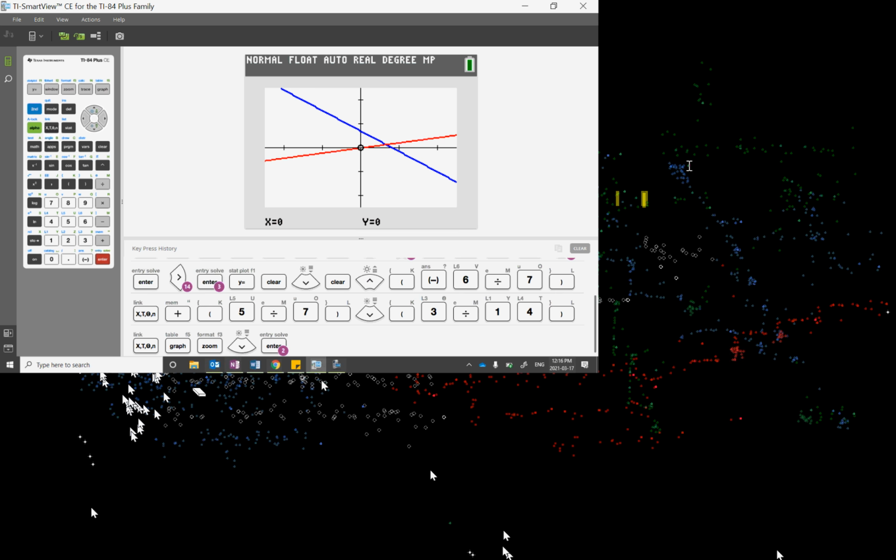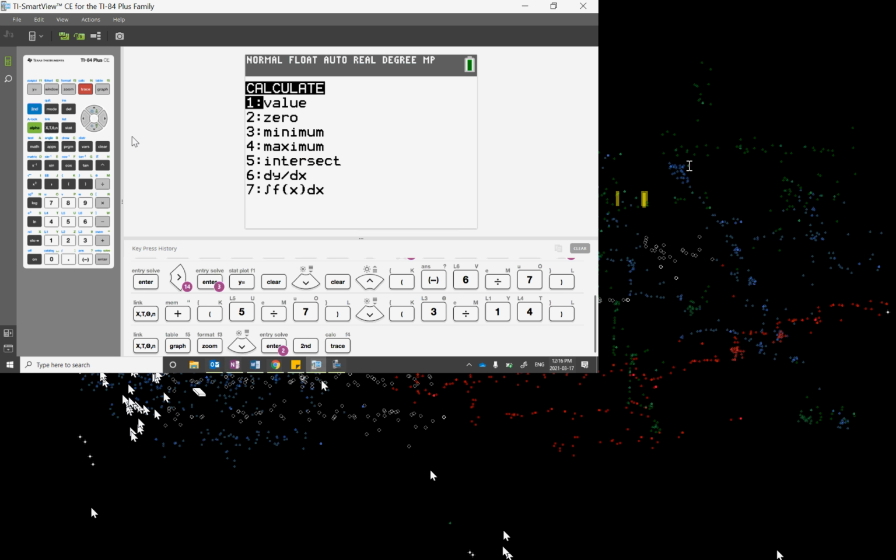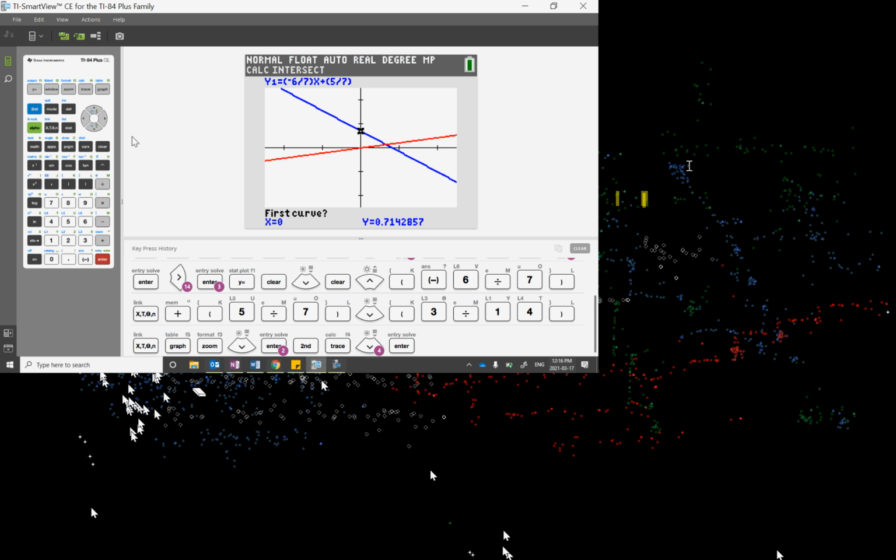So now what we're going to do is we're going to go second trace down to number 5. Intersect. Enter. First curve. Enter. Second curve. Enter. And then enter again. We get some gross fractions. Or decimals. How many of you recognize what your x value is? 0.6666 repeating is what fraction? Good. 2/3.